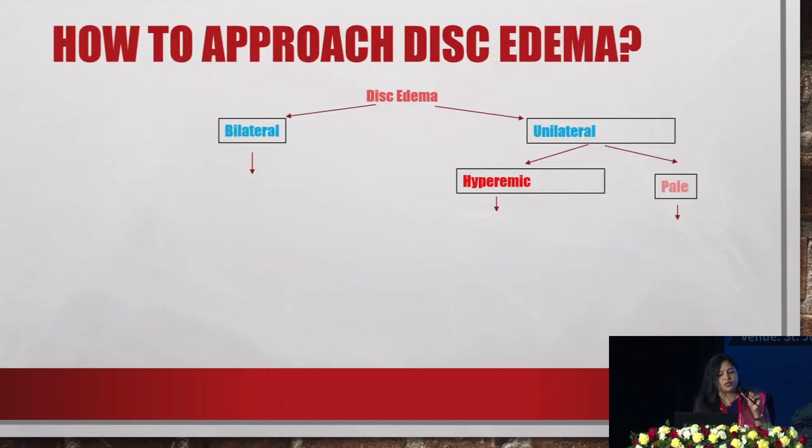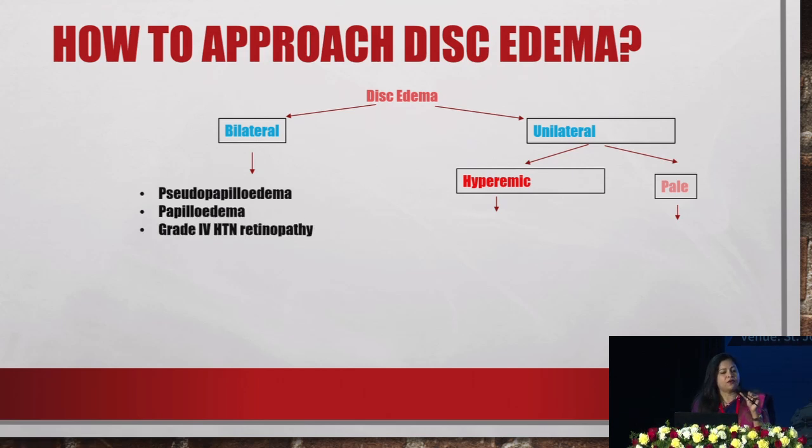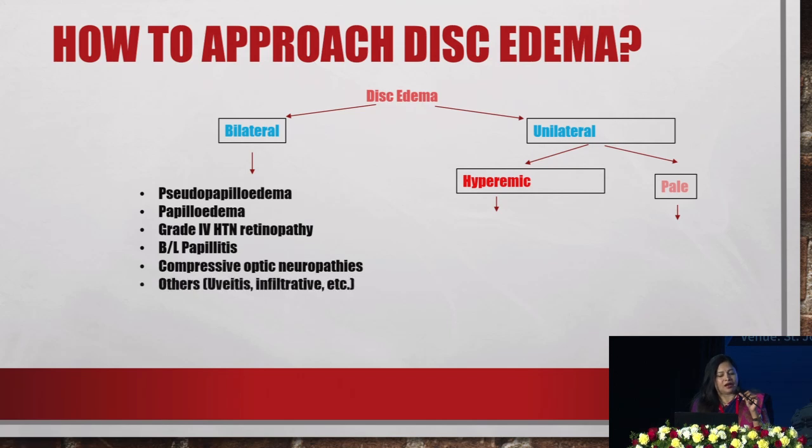So how do you approach a case of disc edema? First thing you have to remember is you should examine both the eyes and then differentiate whether it is unilateral or bilateral. When you see bilateral disc edema, again you have to rule out whether it is pseudo or true edema. Then if it is papilledema, of course, you know the course. Then the most common systemic cause which can cause bilateral papilledema is grade 4 hypertensive retinopathy, which you have to rule out. A simple BP can do the thing. And bilateral papillitis, compressive optic neuropathies, and other causes. So when you see these bilateral things, always remember to do a systemic and thorough neurological workup.